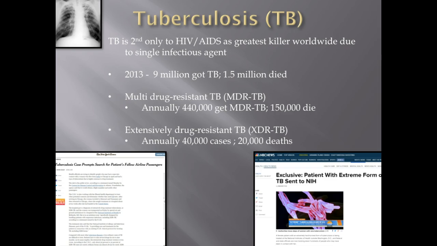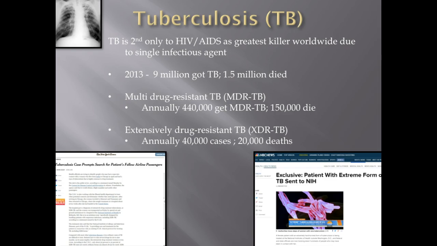Let's explore tuberculosis. It's the second greatest killer worldwide due to a single infectious agent, second only to HIV/AIDS. In 2013, 9 million people got tuberculosis and 1.5 million died. For the past decade, the global tuberculosis incidence rate has declined, but only slowly, by about 1.65% annually. Meanwhile, the worst legacy of this disease has become multi-drug resistance. The number of new multi-drug resistant tuberculosis or MDR TB cases was 44,000 in 2013 with 150,000 deaths.